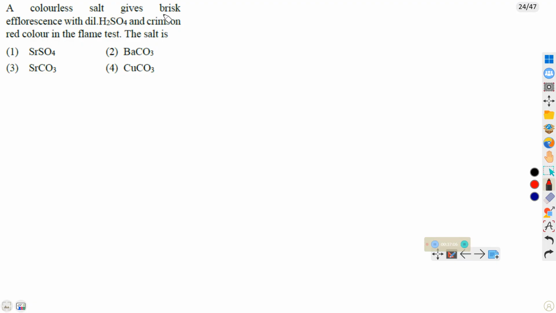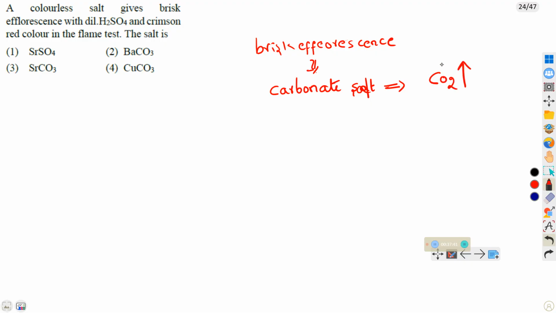A colorless salt gives brisk effervescence with dilute H2SO4. Brisk effervescence are obtained, that is, the salt is carbonate salt. Why are brisk effervescence obtained? Carbonate salt releases carbon dioxide gas, CO2 gas. Brisk effervescence are obtained with dilute H2SO4 and crimson red color in the flame test. Crimson red color is strontium. So strontium carbonate. Third option correct.